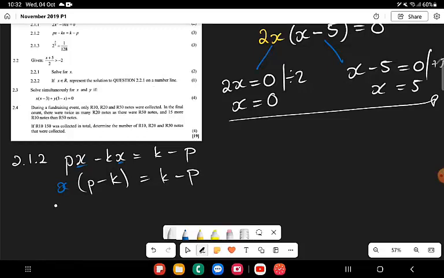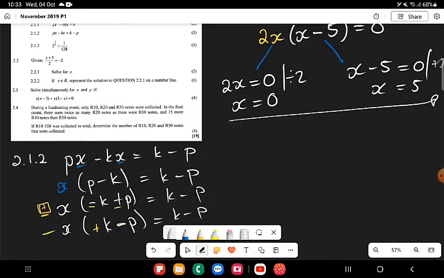Okay. I can rewrite that as saying x is equal to negative k plus p is equal to k minus p, right? And if I want to change the sign so that they're exactly the same, I take the minus out. So I'm going to change these two signs, which means I need to change the sign on the outside, right? Over there, which is plus. So it becomes minus plus minus. Minus x is equal to k minus p, k minus p.